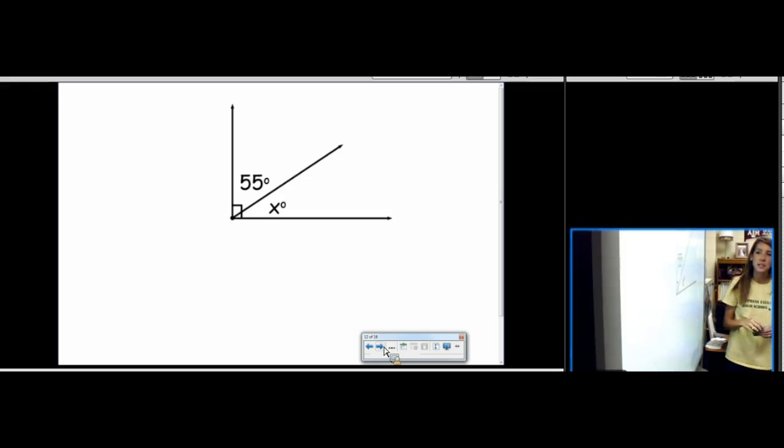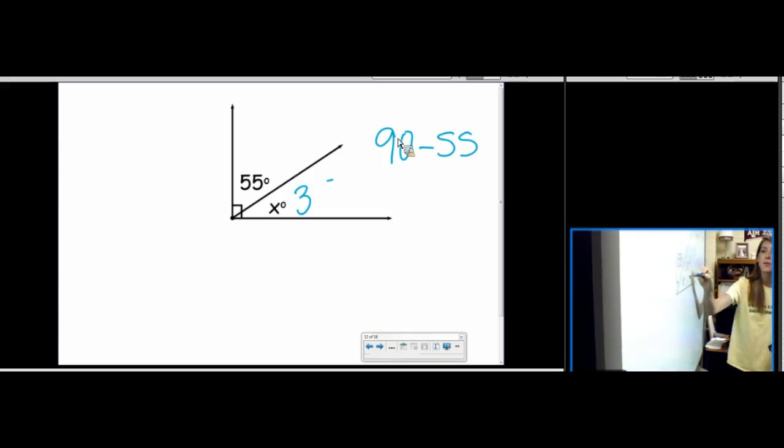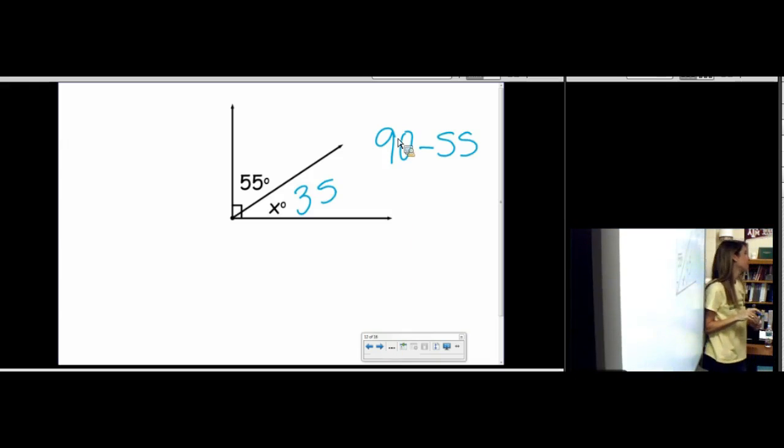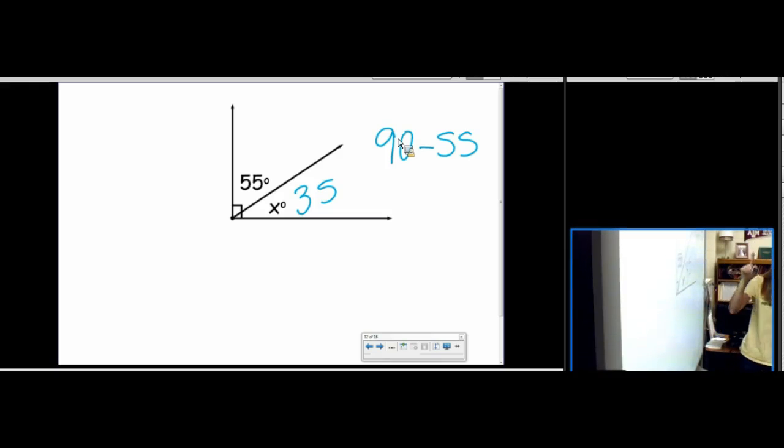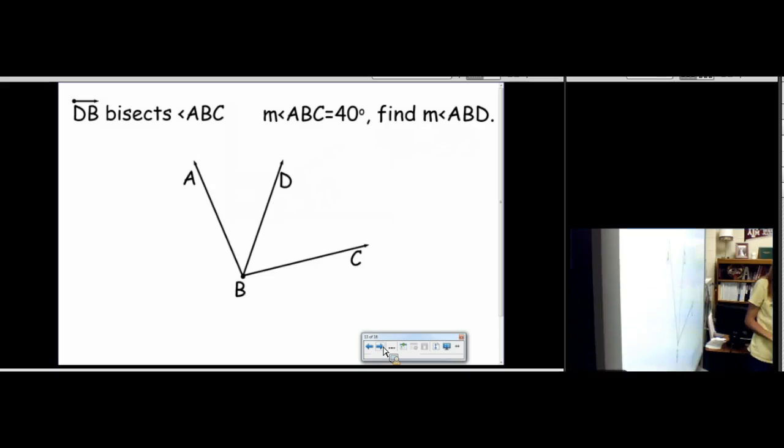All right, what y'all do on this one? 90 minus 55. Ooh, what's the vocab word for these two angles? They're adjacent. What's another vocab word that starts with a C? They're not congruent, because that would mean they're the same measure. Complementary. Yes, those are complementary angles because they add to equal 90.